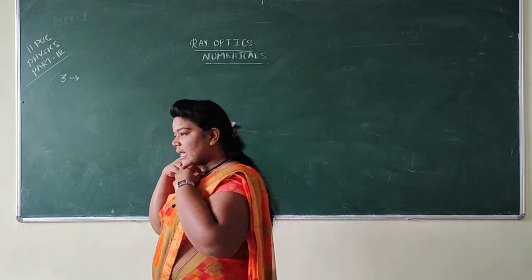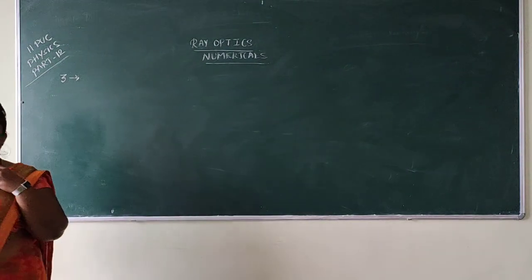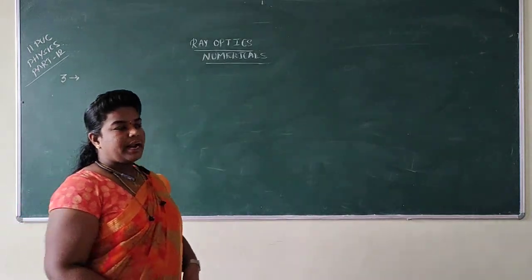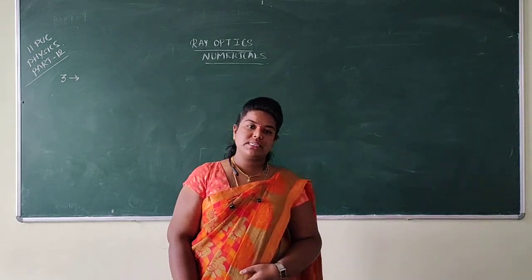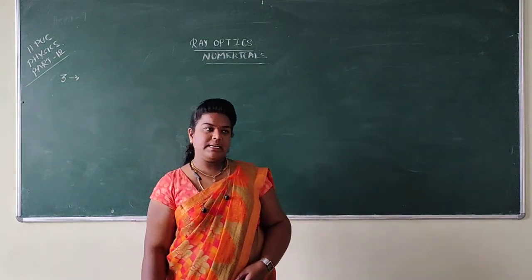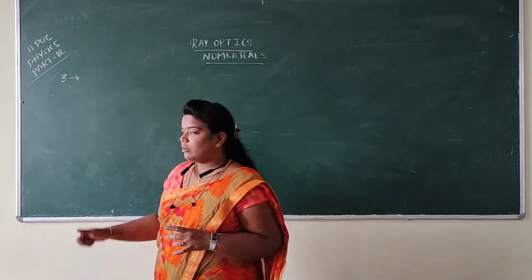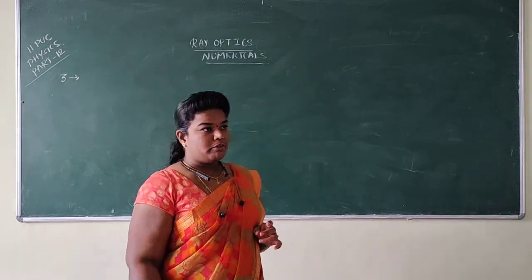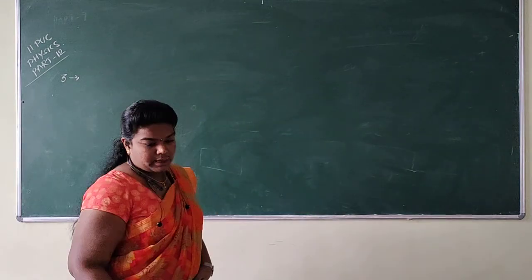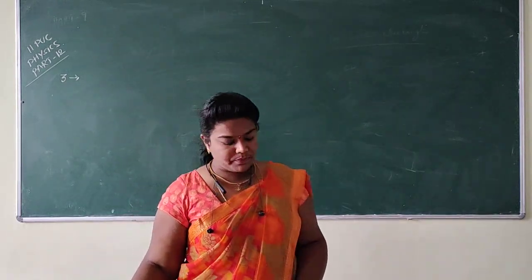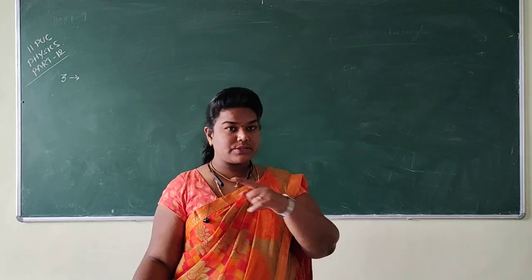Dear students, in the last class I solved the numericals based on the prism, that is angle of deviation and angle of prism. But now in this class we are moving towards the discussion of apparent depth and real depth. Hope you all paused the video and written the question. Now I will move on to writing the given values. So my dear students, let us write the given values.